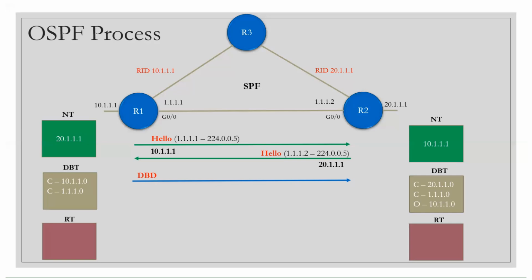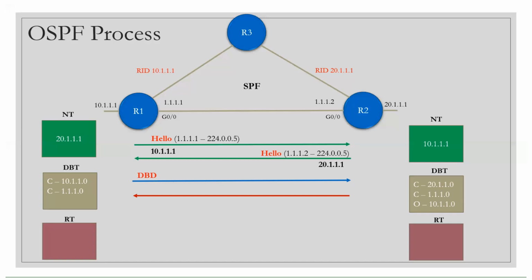Now R2 will be seeing that, okay, 1.1.1.0 is with me, so I will leave that, discard that. I will just store 10.1.1.0, which is not with me. And now you will see the prefix of 10.1.1.0 in R2 is changed to O. C means connected and O means OSPF. So that is the OSPF route which R2 has got from R1.